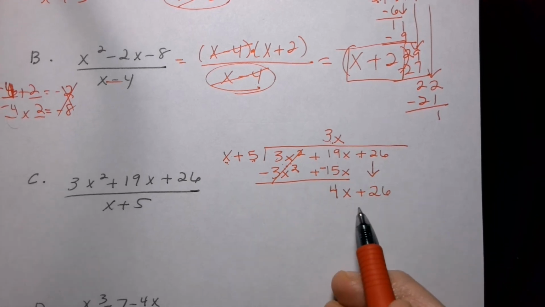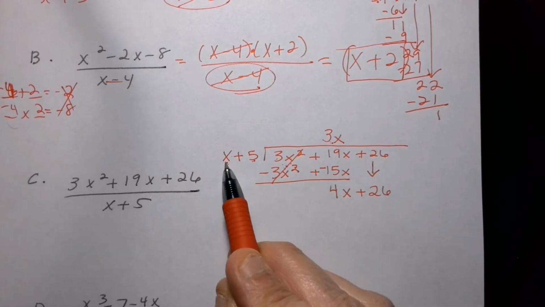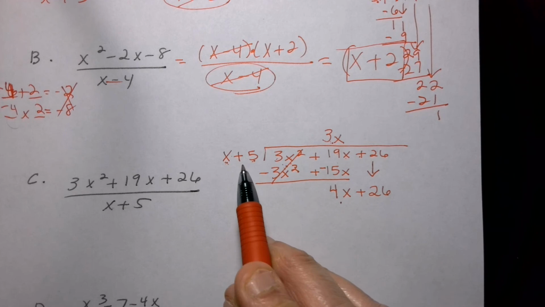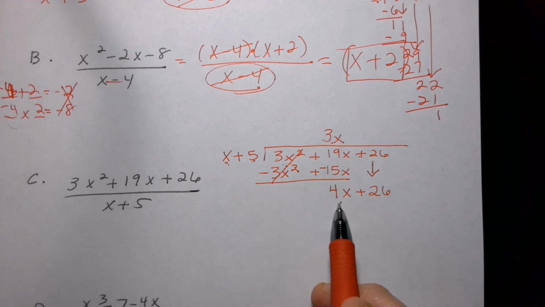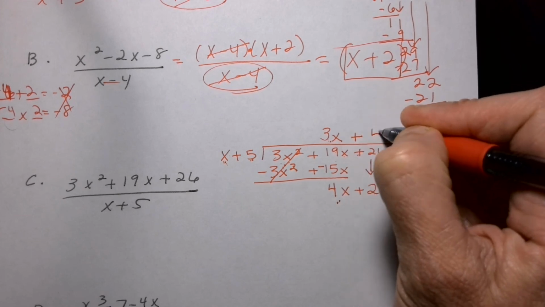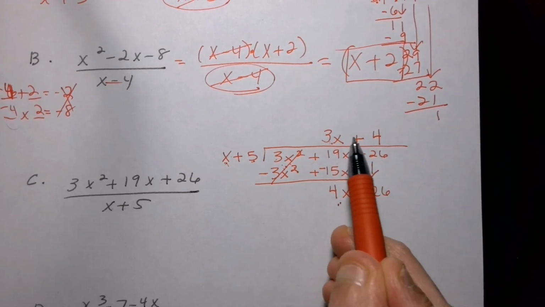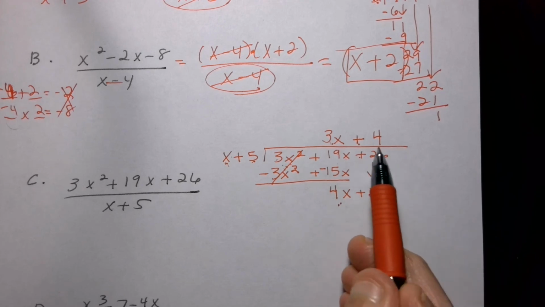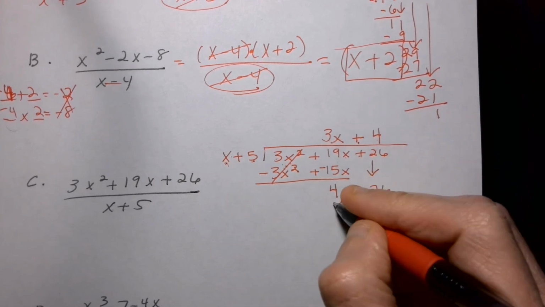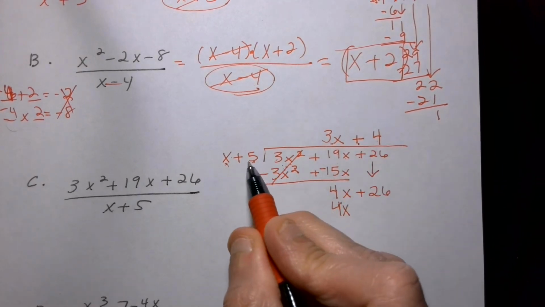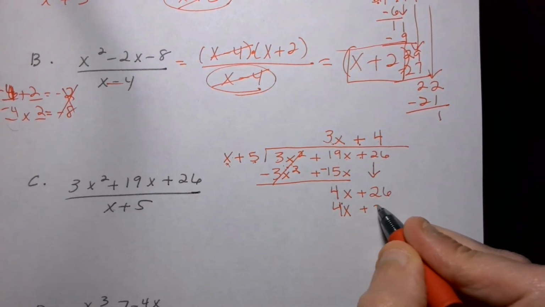So we go back to our original question, class. We take the first one and say, what do I have to multiply this by to get the first thing here? First to first. And the answer is 4, positive. So I'm going to do a plus 4. This is going to be a plus here. Now we multiply. 4 times x is 4x. 4 times 5 is positive 20.